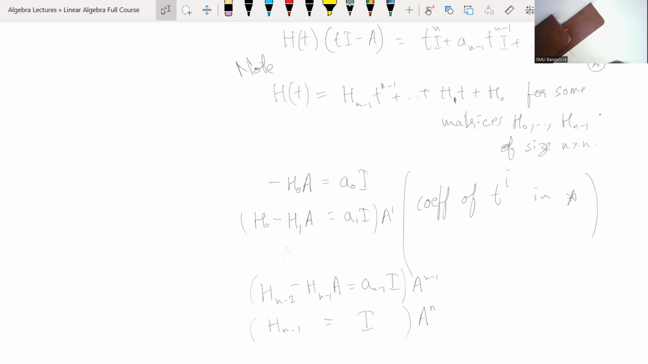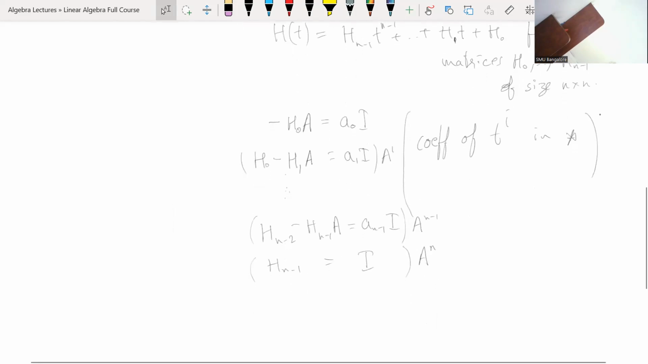Can we multiply the last one by A power n minus 1, the previous one by A power n minus 2, and so on? And how will that help? On the left hand side, everything would get cancelled. So you have a 0, and on the right hand side, you have the rest. So it is cancelling, right? That's what I was hoping. Even if we multiply this way, it is okay. The left hand side is 0.